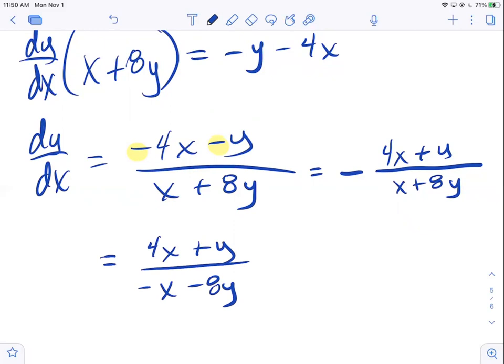All right. Now, for our purpose, it doesn't really matter which one we use. I think I'm going to stick with this one here. That negative out front, to me, it's a liability. I don't really like it out there. So I'm going to use the original one we had.